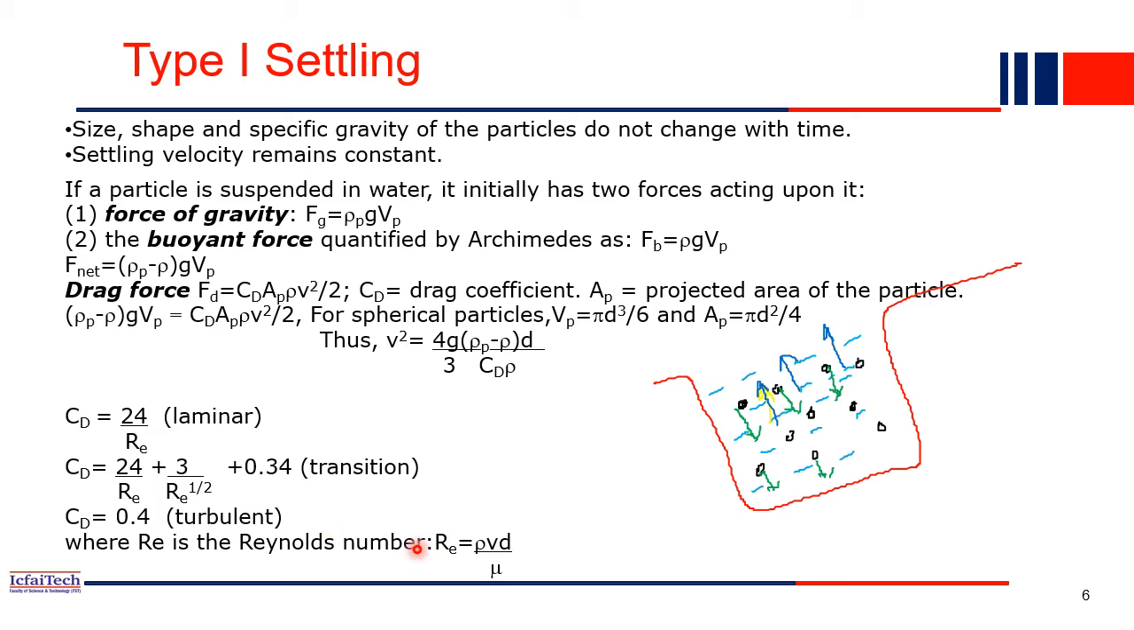Right. Based on this Reynolds number RE, we compute the value of CD, and that CD will be substituted here along with all the other parameters. Then we'll get V, the settling velocity of the particle. This is also very important to compute, because our main objective is to design the primary sedimentation tank, right? What do we mean by design? Design means here we are finding out what will be the height of this tank and what will be the width of this tank.